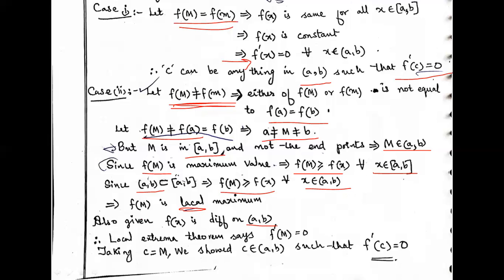The local extrema theorem says that f dash of capital M is equal to 0. We are taking c is equal to capital M. So we showed that there exists c belonging to the open interval a comma b such that f dash of c is equal to 0.